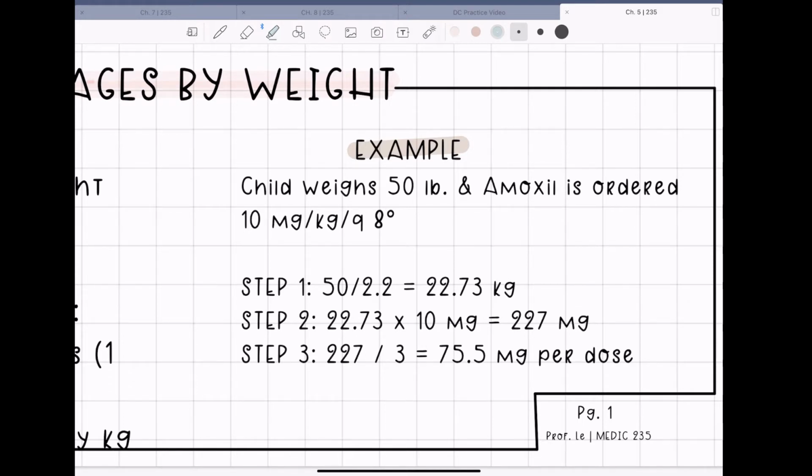So the first step is to divide 50, which is the child's weight in pounds, by 2.2, which is the equivalent of kilograms to pounds. And that's going to give us 22.73 kilograms. The next step is to figure out what the amount per dose is going to be. So we're going to do 22.73 times 10 milligrams because we have 10 milligrams up here, right? And that's going to give us 227 milligrams per dose.